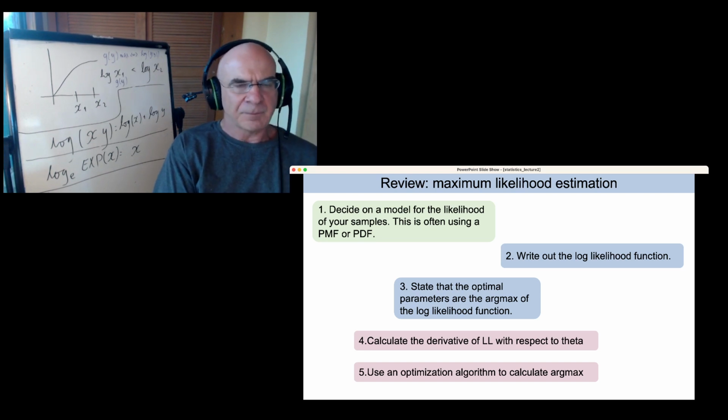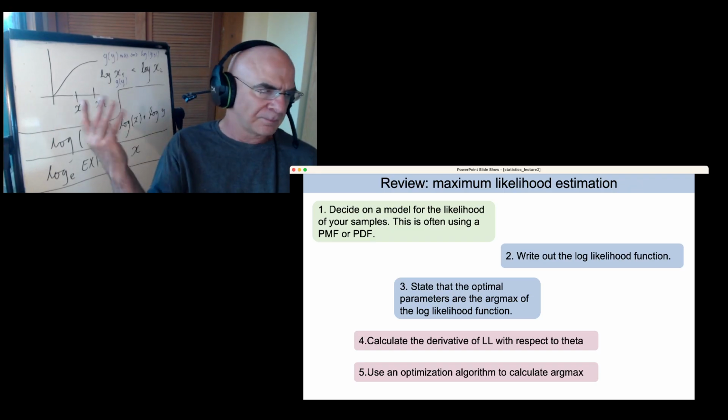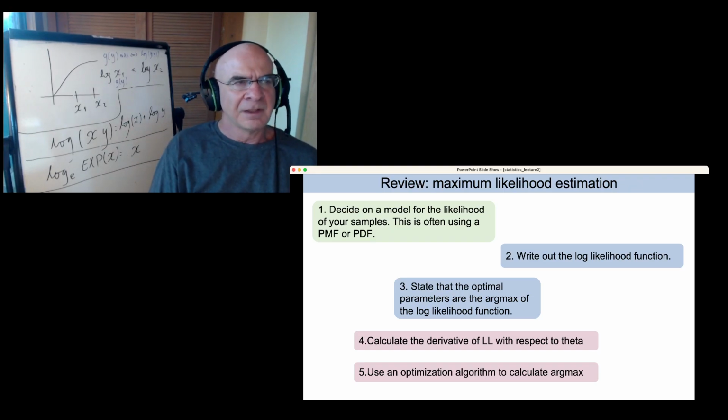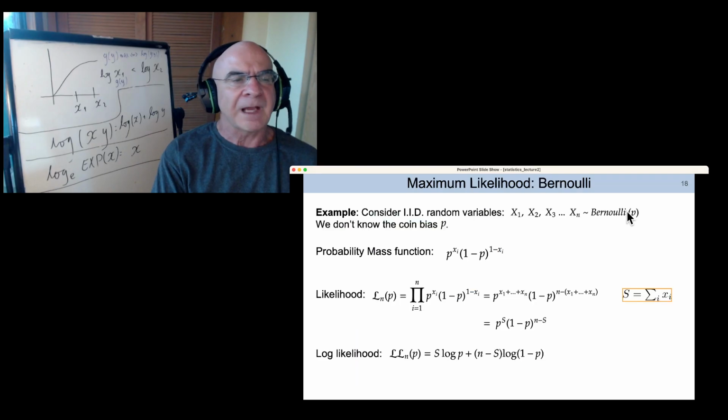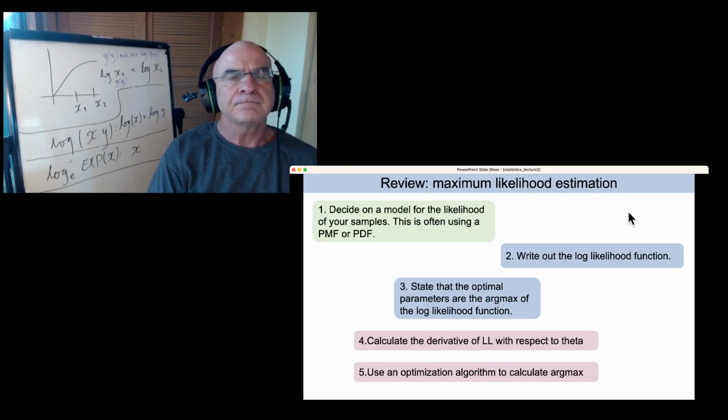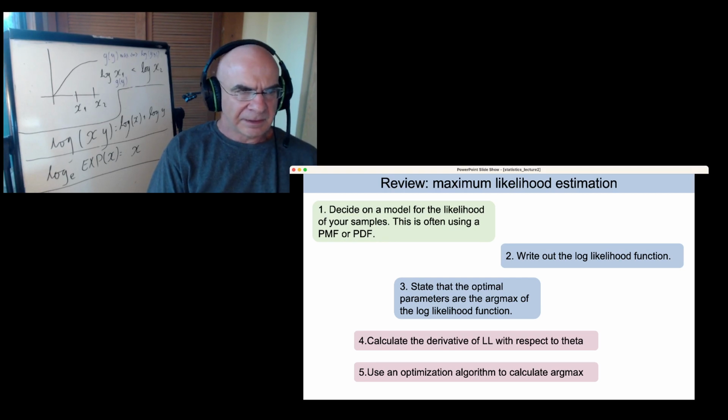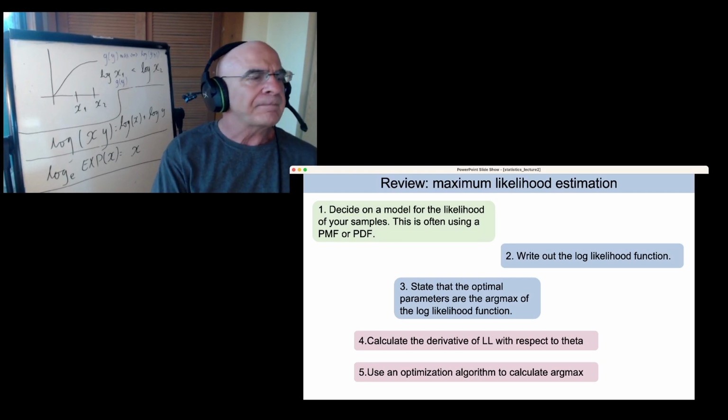Decide on a model. Decide that you assume that the distribution underneath your experiment is, say, Bernoulli or Gaussian or uniform. Decide how the variables depend on each other, or hopefully do not depend on each other, independent. Check, decide about the model.